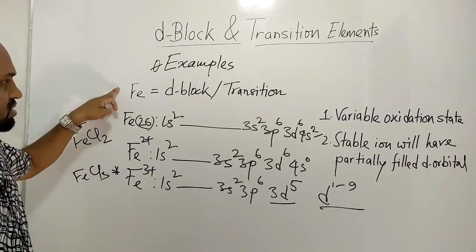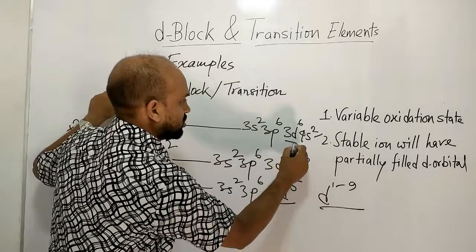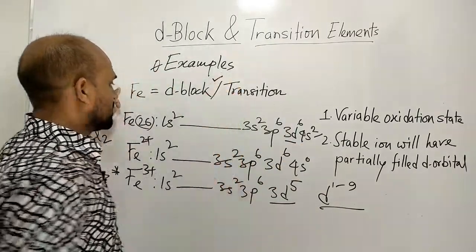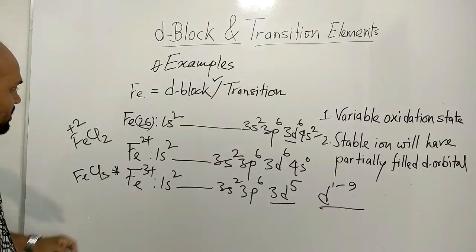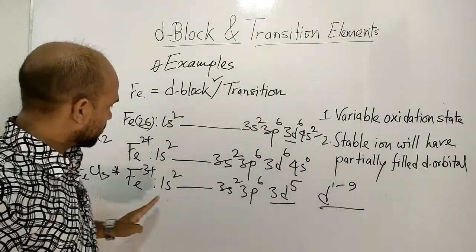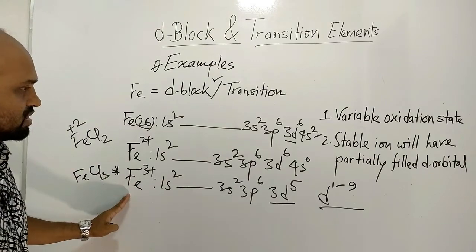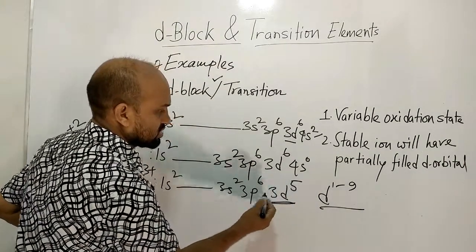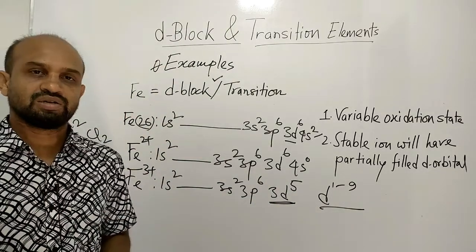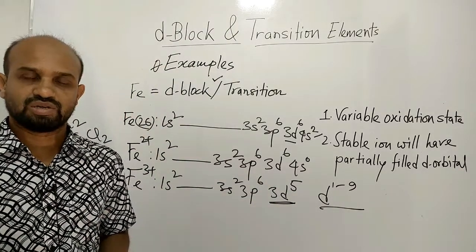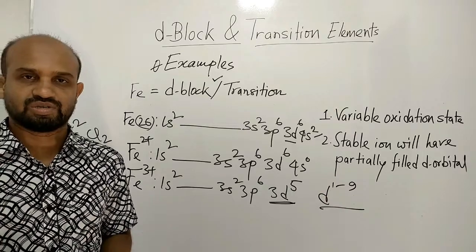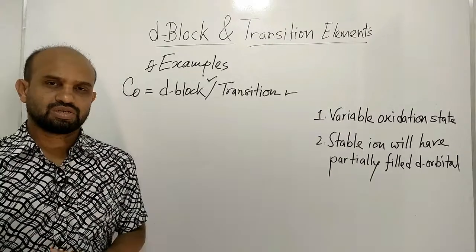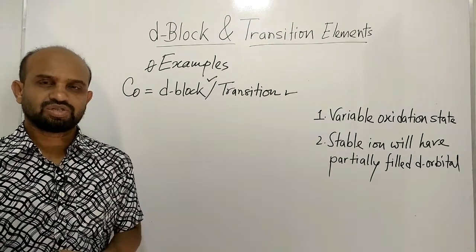Now iron's last electron enters the d orbital, so this is a d-block element. At the same time, it can form variable oxidation states and a stable ion with a partially filled d orbital. So iron is not only a d-block element but also a transition element. Let's see another point. Now let's see whether cobalt is a transition element.